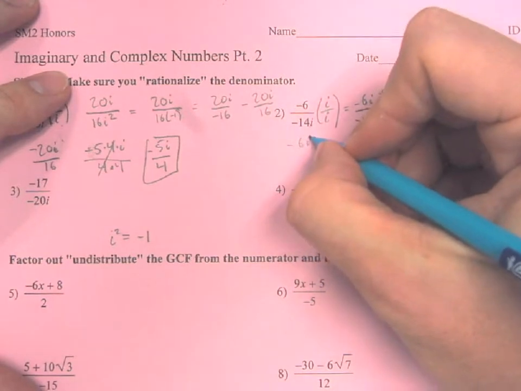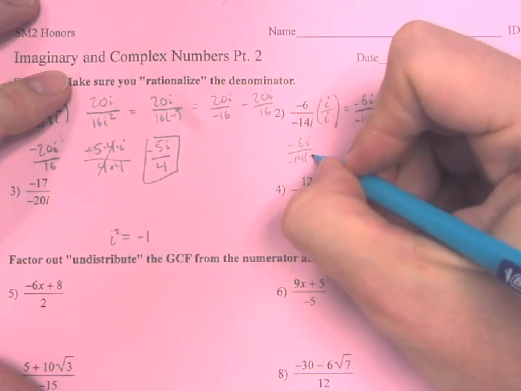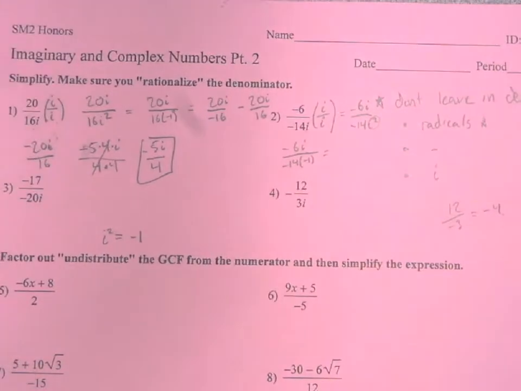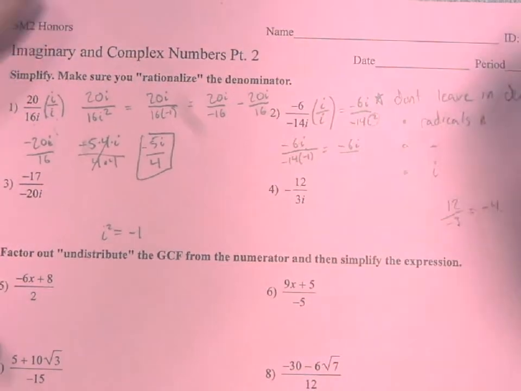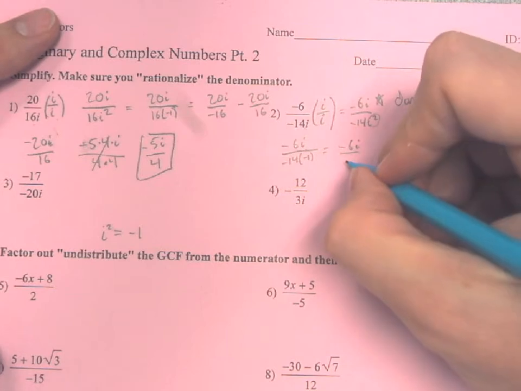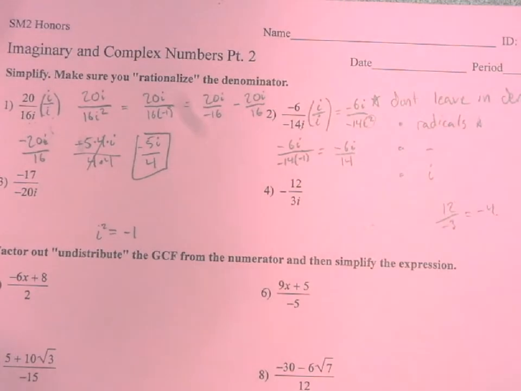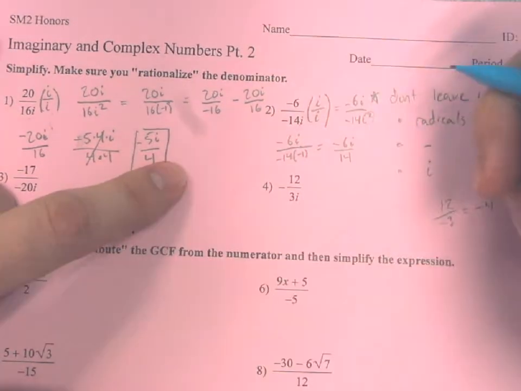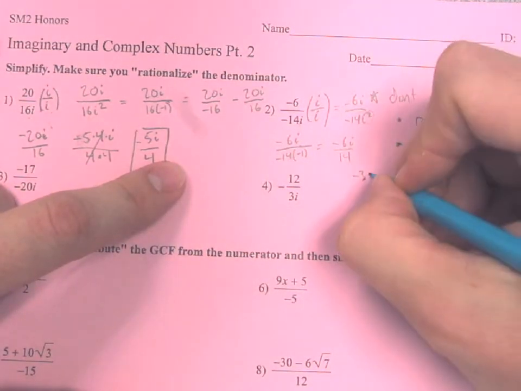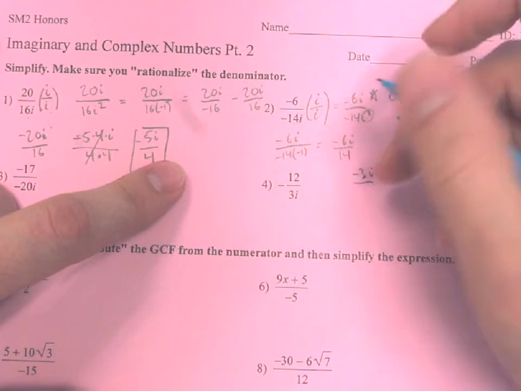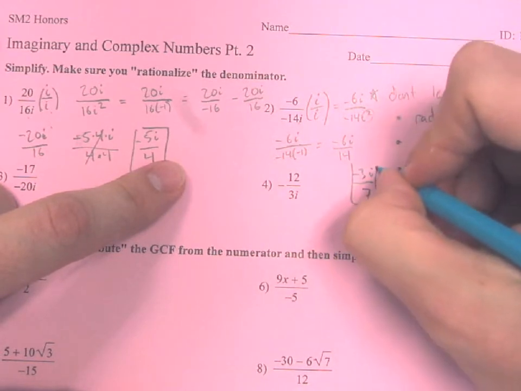So it's negative 6i times negative 14 times negative 1. Okay, so I got a negative 6i on top. Negative 14 times negative 1 is a positive 14. And now I just simplify the fraction. So what goes into both 6 and 14? The answer is 2. So 2 goes into 6 3 times, but don't forget that negative. And don't forget the i. And 2 goes into 14 7 times.